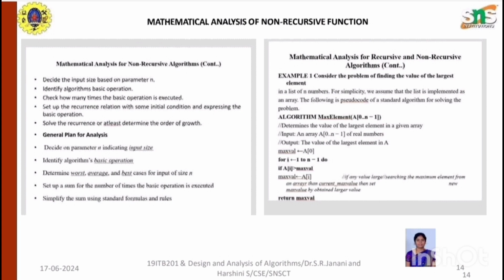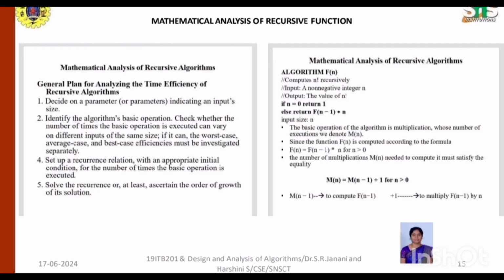Let's have a look at the general plan for analysis. Decide on the parameter, identify the basic operation, and determine the worst, best and average cases for the given input of size n. Then we set up a sum for the number of times the operation is executed, and simplify the sum using standard formulas and rules. Now let's discuss the mathematical analysis of non-recursive algorithms. We just count the number of operations. Loops become series sums, so some series formulas are required to calculate this. The general plan for analyzing the time efficiency of non-recursive algorithms is as follows.